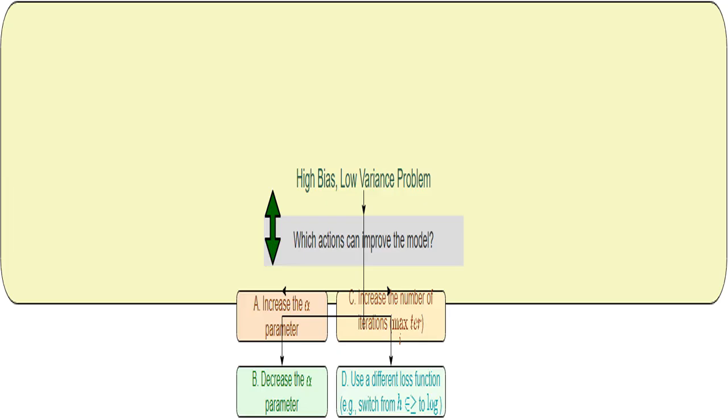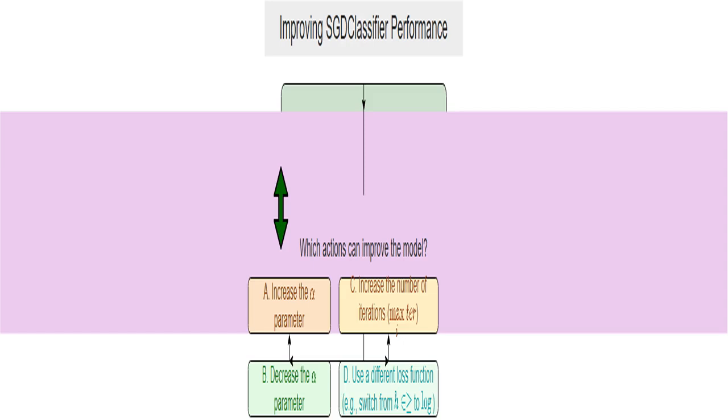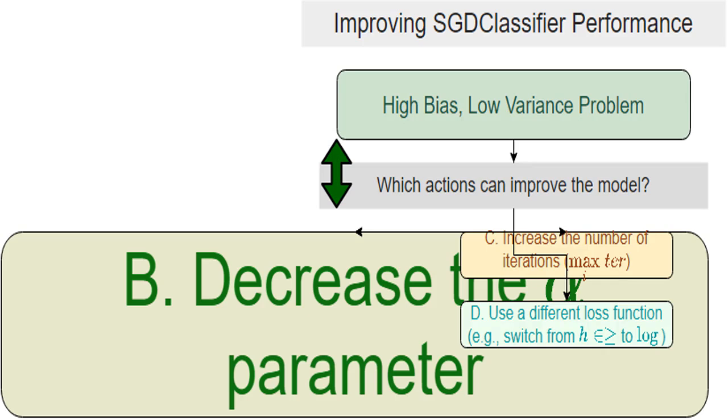I see a problem. Your model shows high bias and low variance. That means it's too simple. It's underfitting the data, missing important patterns. We need to make it more complex. Increasing alpha makes the model simpler by increasing regularization. This would worsen the existing high bias. It's the wrong approach. Decreasing alpha reduces regularization, allowing the model to become more complex. This directly addresses the high bias.